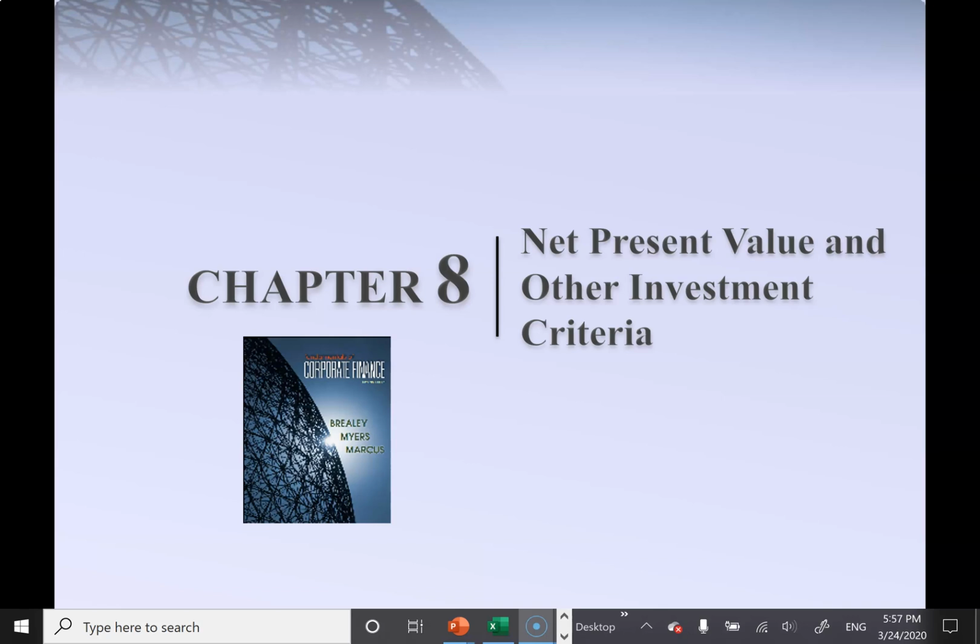Chapter 8 is about investment criteria. Companies will use the investment criteria to evaluate whether an investment project is worth initiating or not. If an investment project is a good project, making a profit, then the company should initiate the project. Two criteria that we will focus on in this chapter are the net present value and internal rate of return.